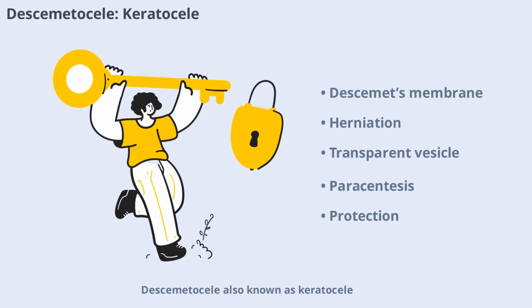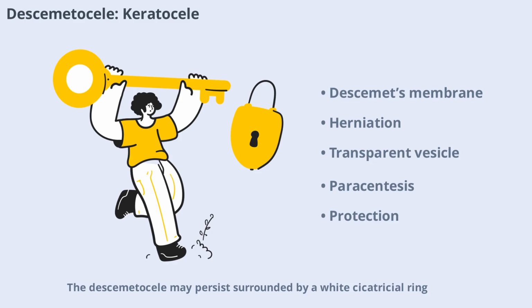Decimetocele, also known as keratocele, occurs when a corneal ulcer reaches Descemet's membrane. This elastic membrane initially resists herniation, but eventually forms a transparent vesicle due to intraocular pressure. The decimetocele may persist, surrounded by a white cicatricial ring, or rupture if pressure increases. Treatment involves paracentesis and protective measures to prevent perforation and further complications.